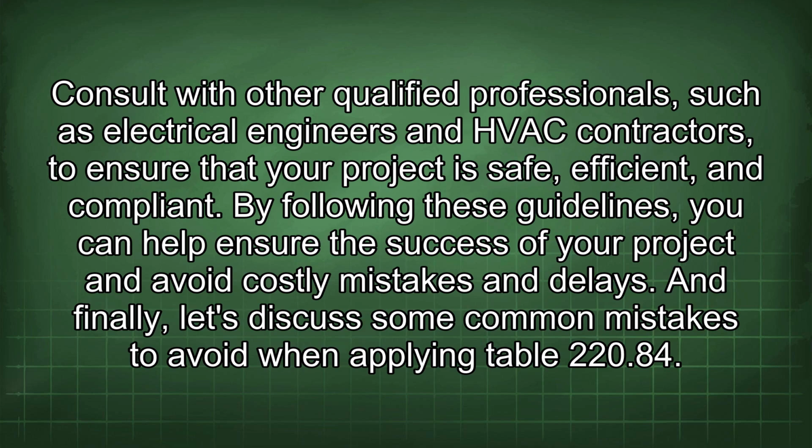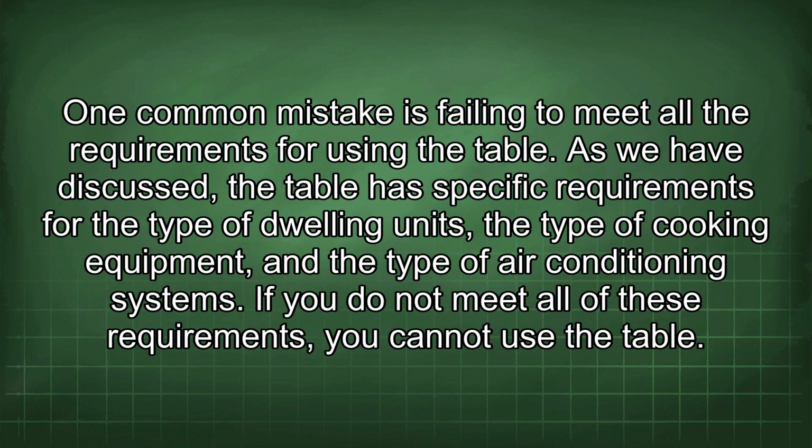And finally, let's discuss some common mistakes to avoid when applying Table 220.84. One common mistake is failing to meet all the requirements for using the table. As we have discussed, the table has specific requirements for the type of dwelling units, the type of cooking equipment, and the type of air conditioning systems. If you do not meet all of these requirements, you cannot use the table.